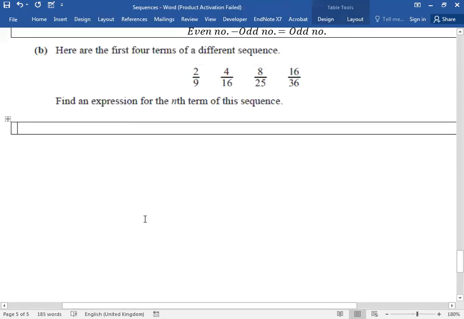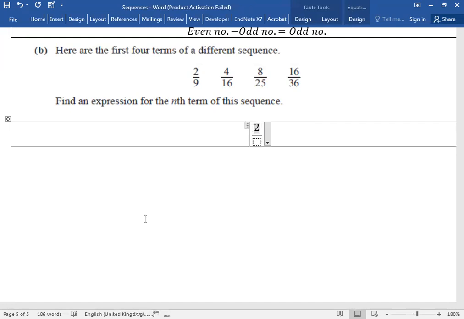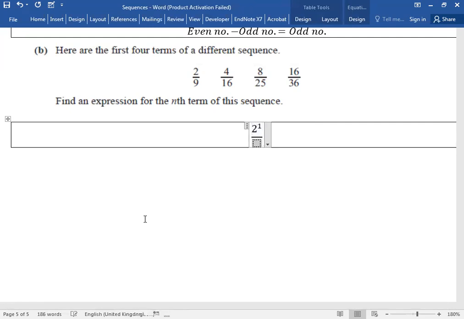So let's have a look at this one. Here are the first 4 terms of a different sequence. Find an expression for the nth term of this sequence. Numerator में क्या हो रहा है? गौर से देखो. 2 से 2 की पावर्स चल रही हैं. So पहले वाले में if I am writing down 2 की power 1 है. And then I have 2 की power 2. Denominator भी लिखूंगा मैं.